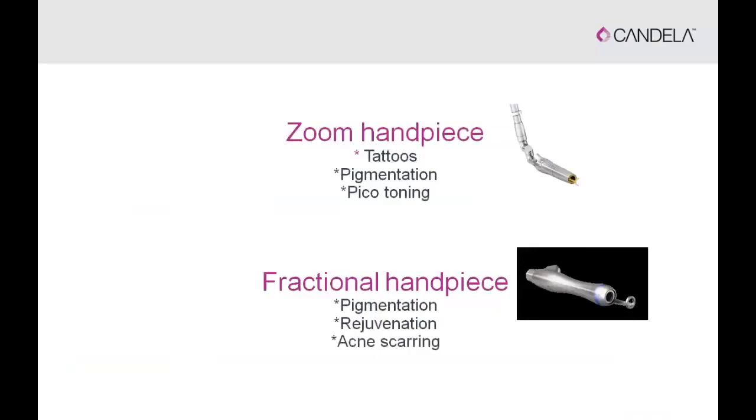So when it comes to non-tattoos, we have two handpieces: the Zoom handpiece, which gives 100% coverage. So this is the non-fractional handpiece. We obviously use it for tattoos, but we can also use it for pigmentation and for what we call picotoning, which is the same principle as laser toning. Then there is the fractional handpiece, which is the unique handpiece that we call the Resolve handpiece, which we can also use in pigmentation, as I will show you, but it is particularly good for rejuvenation and for the treatment of mild to moderate acne scarring.